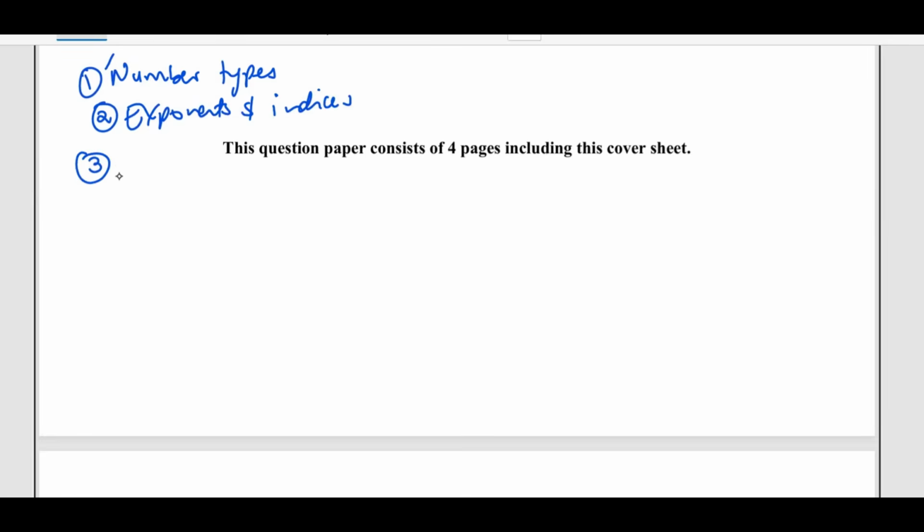Number one, we have the types of numbers. Number two, we should expect number types, the rounding off, and how you work with the numbers, rational and irrational, all those aspects in the first one. Then the second one, we can have our exponents, indices, those are basically the surds and so on. Number three, there should be something to do with equations and inequalities.